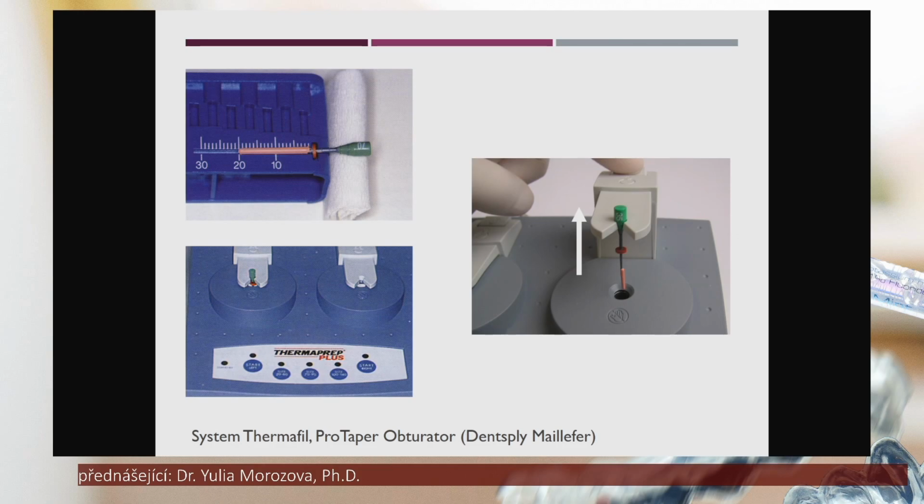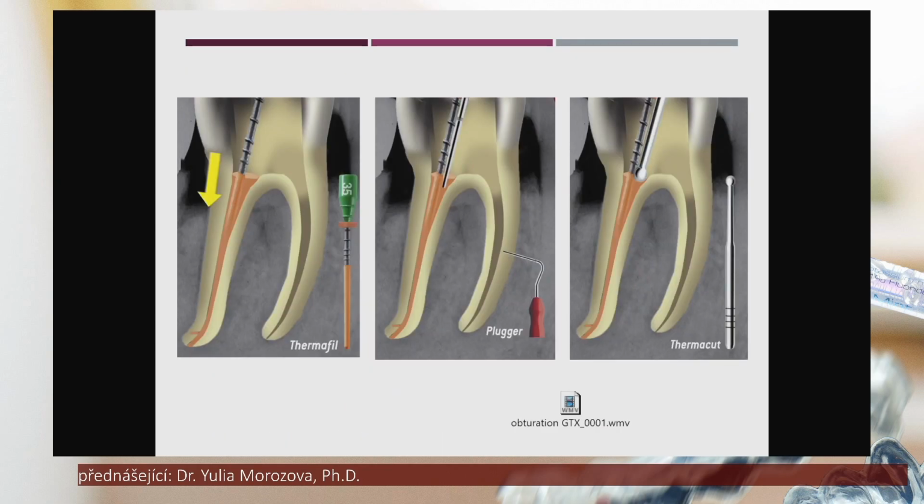During that time we put a really small amount of sealer into the root canal, and when we hear the acoustic signal, we can take this obturator and start to fill. It's really easy, and we put it into the root canal until this rubber stop is at the working length.